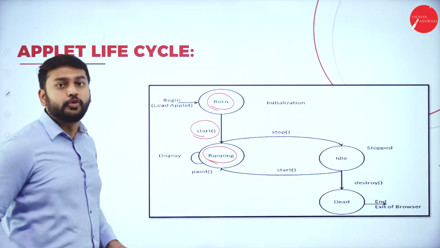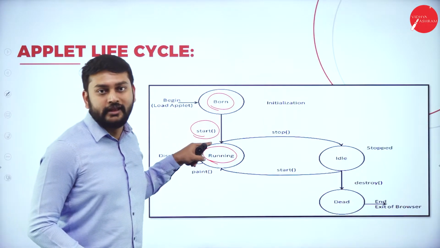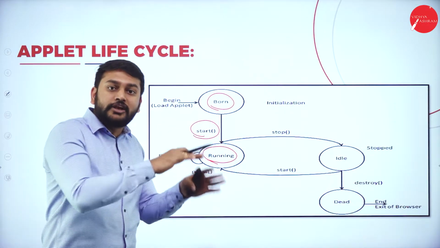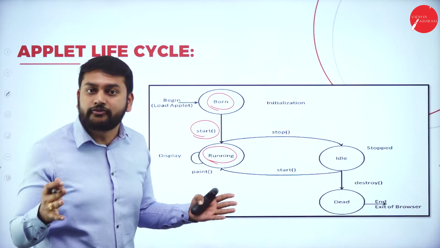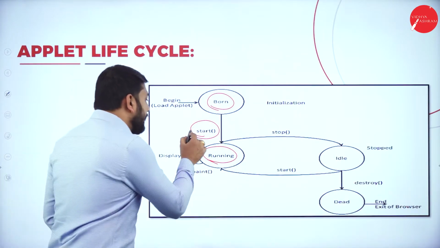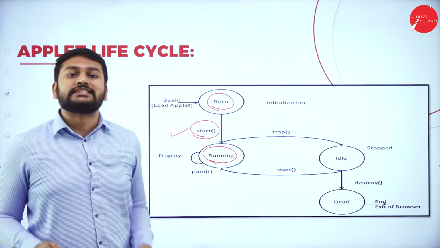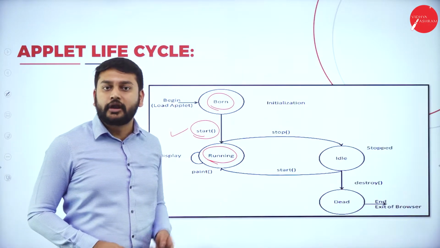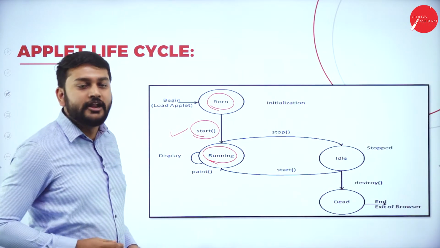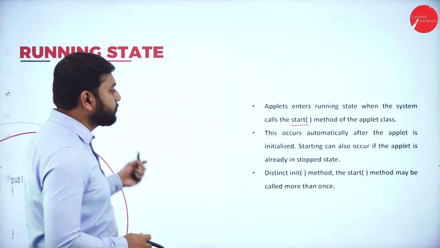I want all of you to observe this carefully. If I want to go from newly born state to the running state, what is the method that I have to use? So please remember, I have to use the method called start. So this is very important with respect to the running state. So fine, moving forward to the next point.